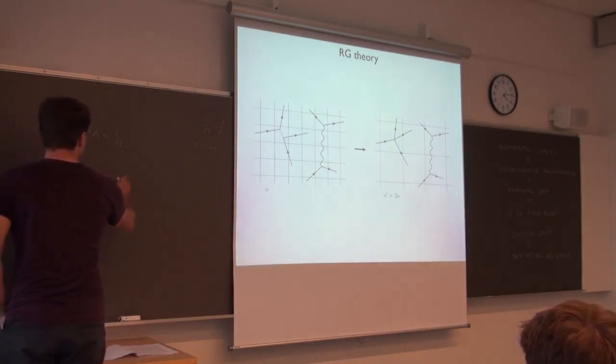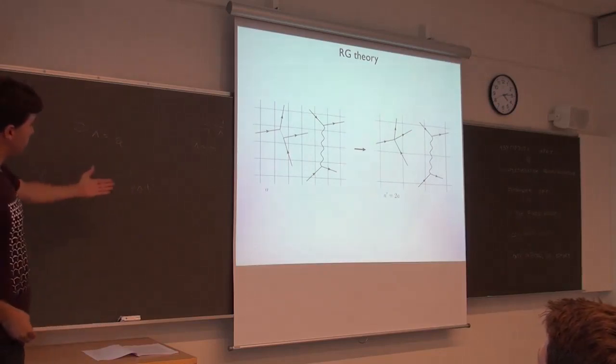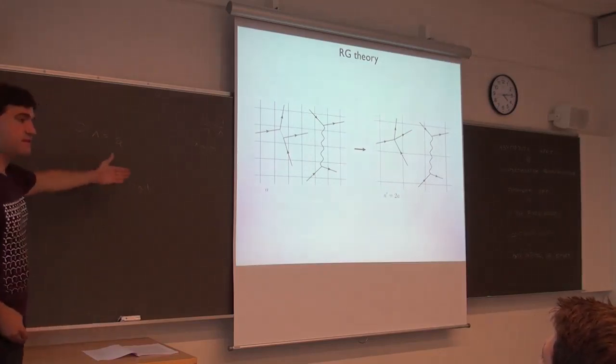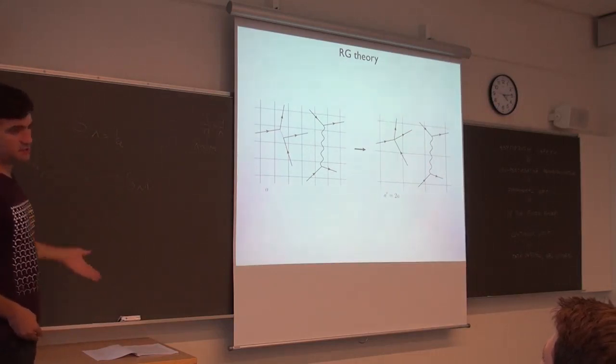This is basically telling me that what I have to consider when I do physics is a flow where I have an action at every different scale, and depending on the scale of the problem that I look at, I will have to change it. This is the RG flow. Okay.